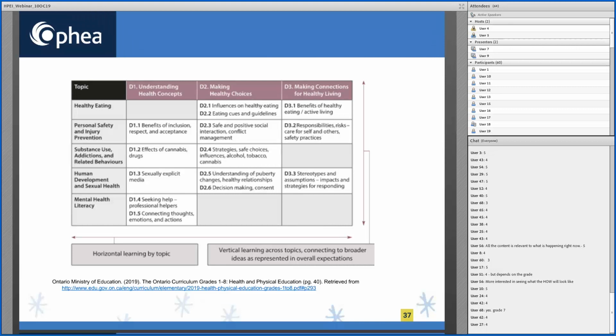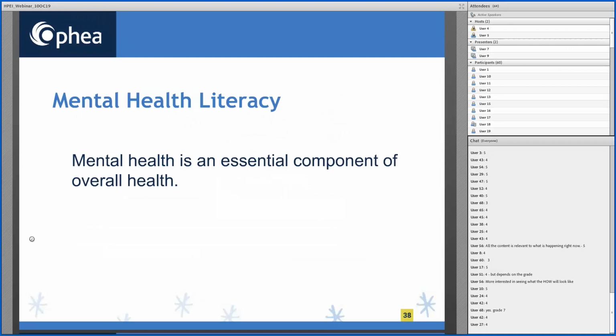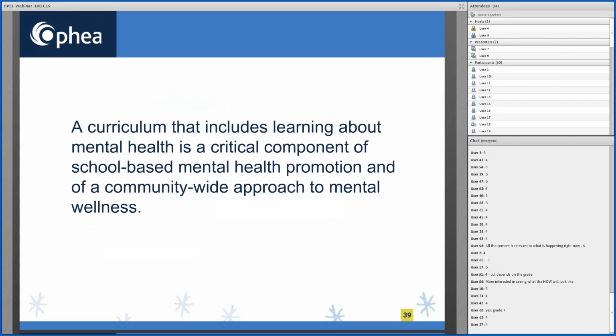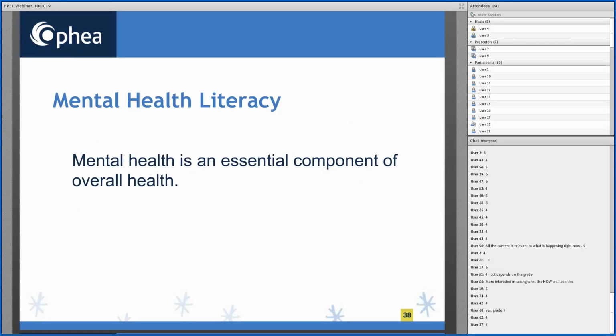So I think this seems to be a bit more common, I know in Hull District School Board, I believe it's a little bit more common for folks to teach this horizontally, but the option to teach it based on the overall expectations is there as well. So Gail's now going to give you an overview of mental health literacy. Great, thanks, Tanya.